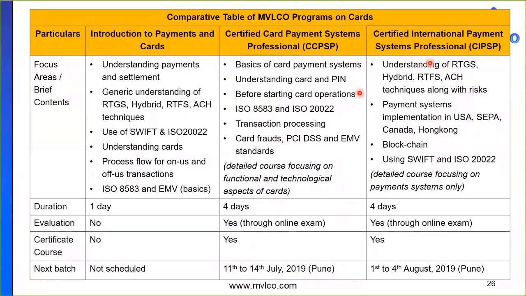And the last one, which purely focuses on payments, is Certified International Payment Systems Professional, that is CIPSP. It gives you much more detail on RTGS, hybrid NEFT systems, RTGS, ACH, along with the various kinds of risks associated with payment systems. How are they actually implemented in regions like the USA or the Single Euro Payment Area, Canada and Hong Kong? While in the introduction we talk of the generic, we get into specifics in this 4-day program. We also discuss how blockchains are supposed to work. We also discuss SWIFT and ISO 20022.